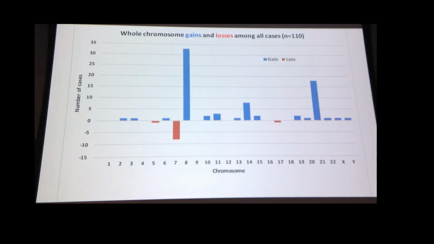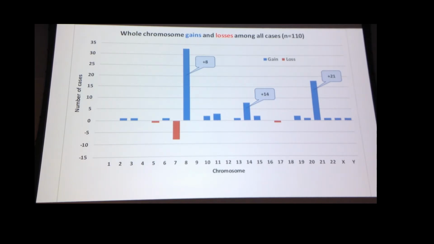I then went through and looked just at whole chromosome gains or losses. So on this chart here, you'll see that the chromosome number is along the bottom of the chart. The number of cases affected by that monosomy or trisomy or tetrasomy is along the y-axis here. Here's my 0 line. So in blue are the chromosomal gains. In red are the chromosomal losses. So a large number of patients had a trisomy 8.